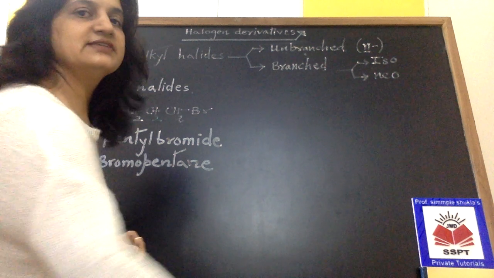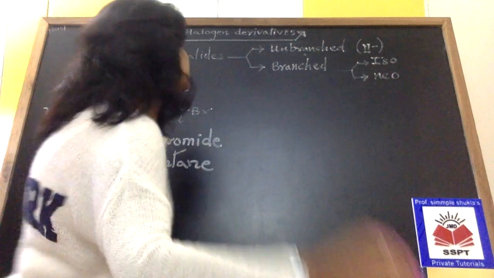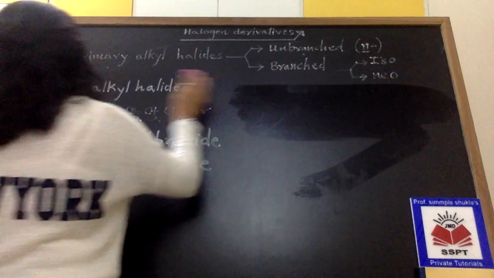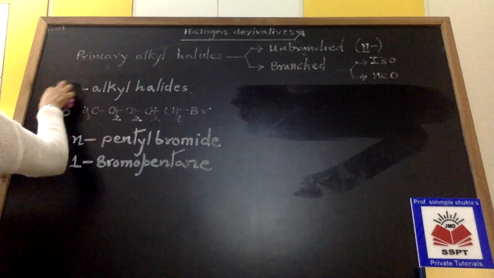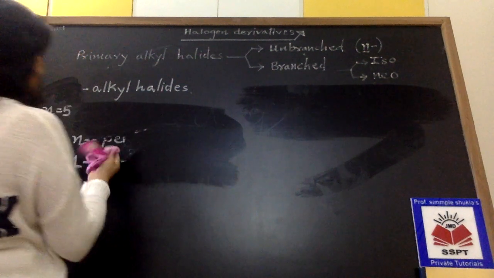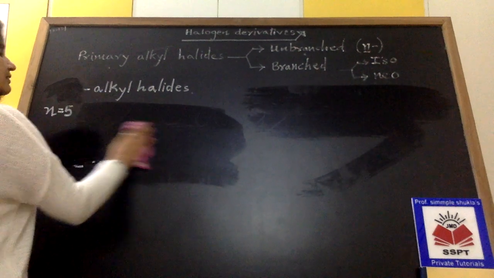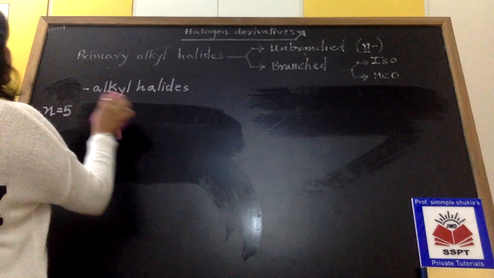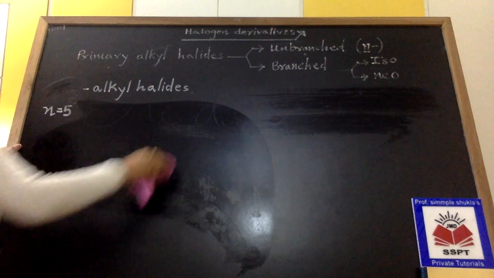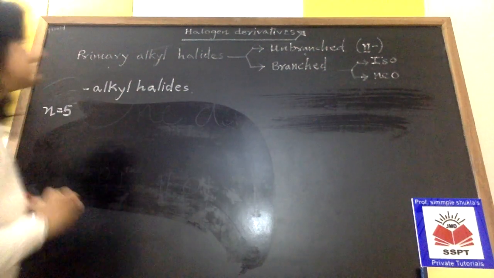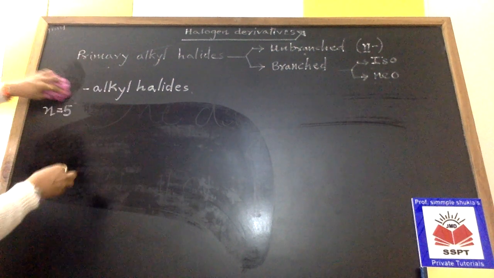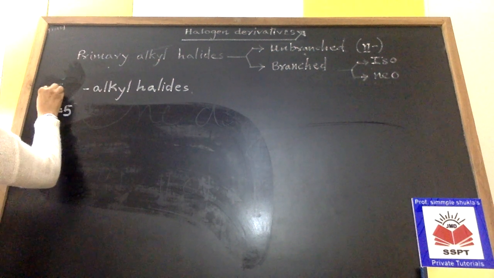Shall we move to the next category? What is that? The branched alkyl halides. The branched alkyl halides are of 2 types. You can revise. The 2 types are isoalkyl halides and the neoalkyl halides. So first I am taking the example of isoalkyl halide.